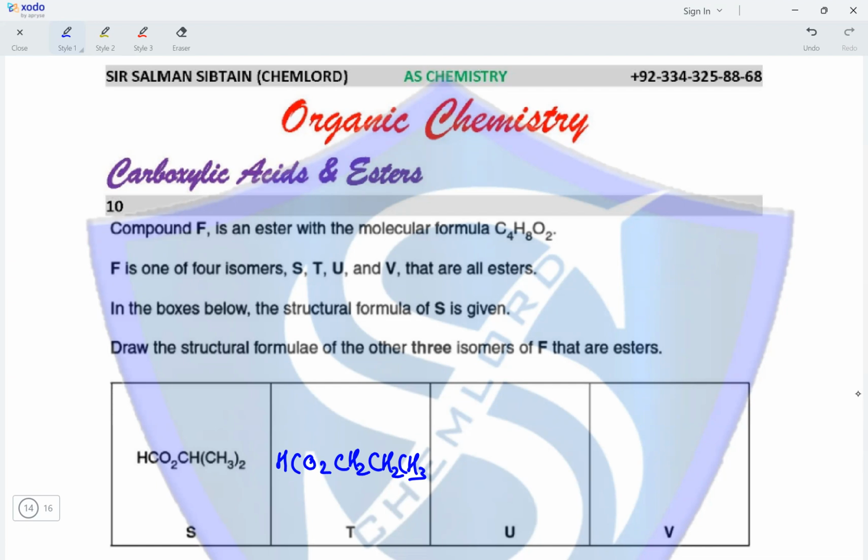Then we can have one of the carbon atoms in place of the alcohol move to the carboxylic side of the ester. So we can have CH3CO2CH2CH3, and in a similar way, another carbon atom moves towards the carboxylic side of the ester. So CH3CH2CO2CH3. So these are the three other possible structures of F other than the structure shown as S.